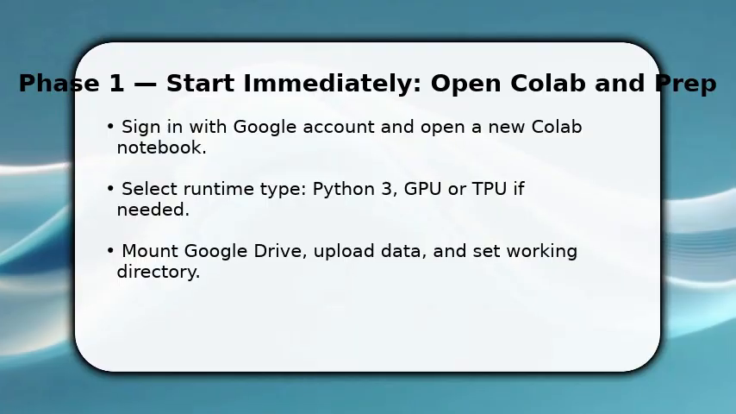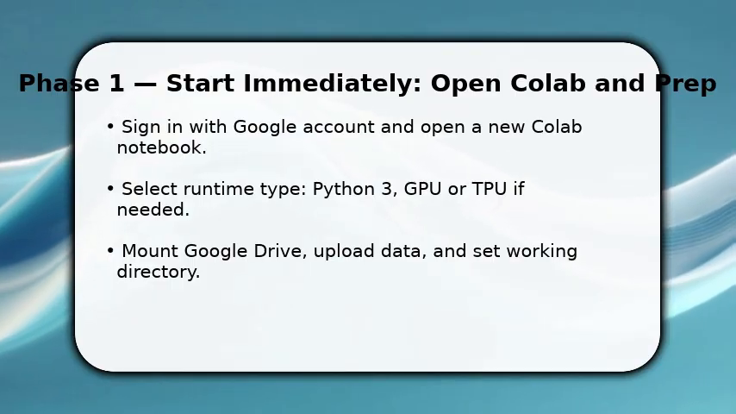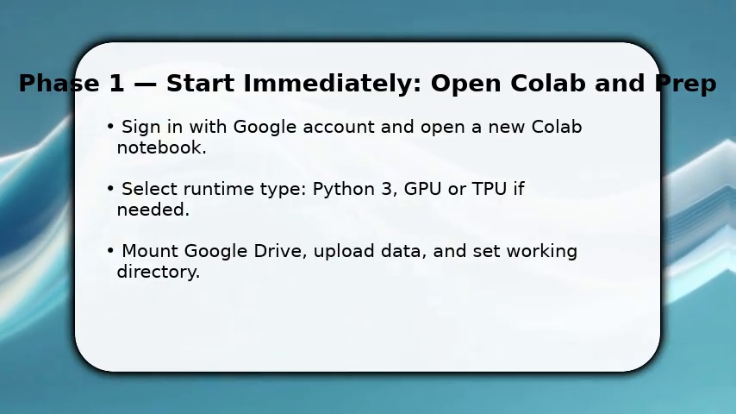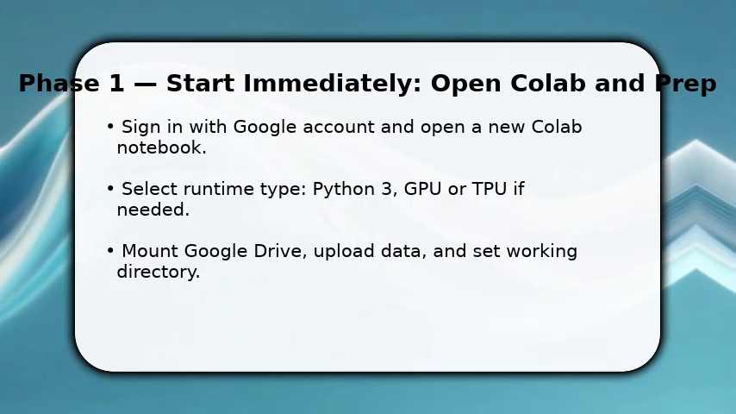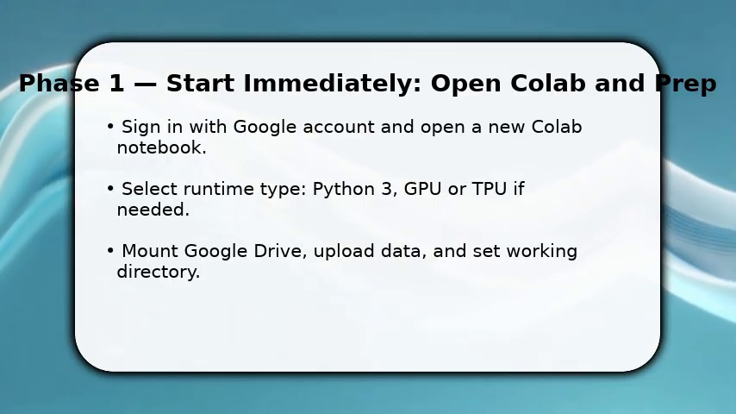Enjoy the video. You start by signing into your Google account, then create a new Colab notebook. Do that now. Once done, choose Runtime, change runtime type to Python 3 and pick GPU or TPU if your model needs acceleration.